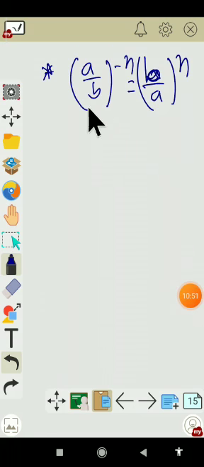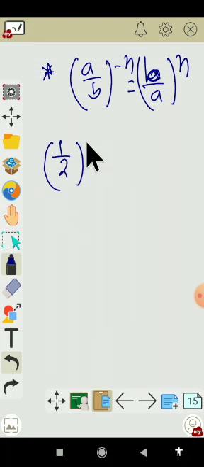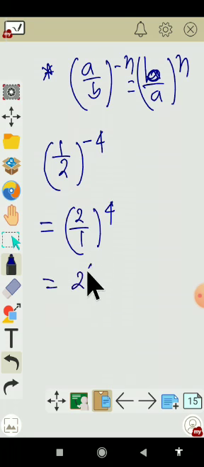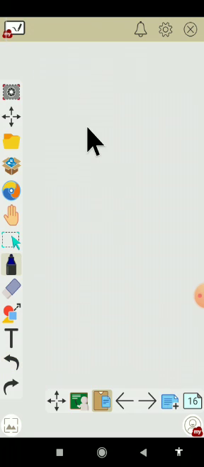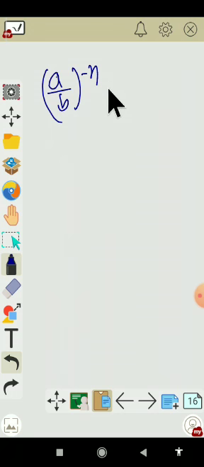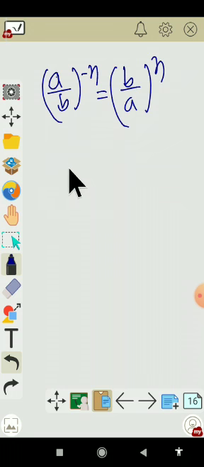Now we will see the application of (a/b) to the power minus n equal to (b/a) to the power n. Suppose we have (1/2) to the power minus 4. So we can write this as (2/1) to the power 4, that is 2 to the power 4, that is 16. If you multiply 2 four times you will get 16 here.